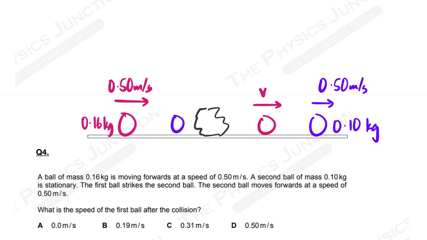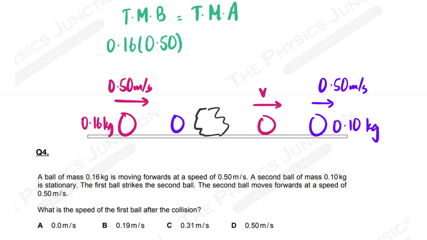So again, just conservation of momentum. I am trying to make you guys have this habit, because in paper 2 there are marks for this. Always start with this: total momentum before collision equals total momentum after. Total momentum before is just 0.16 times 0.5. Because there is no obvious change in direction, that is why I'm not using the sign convention here. If, for example, this was to the left, then you would have to use the sign convention.